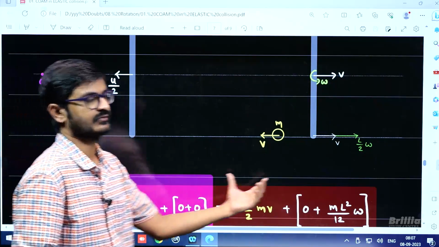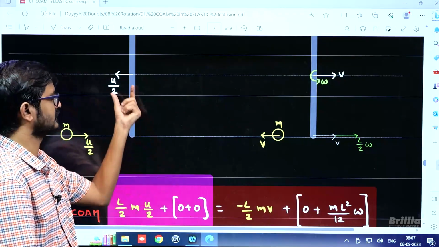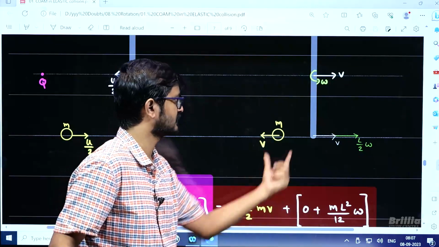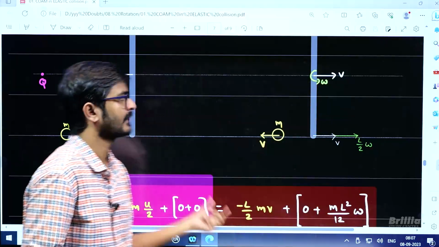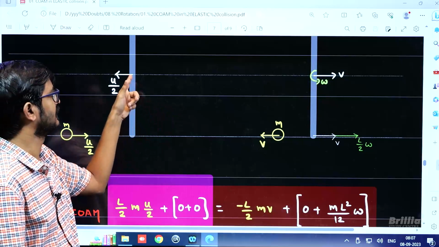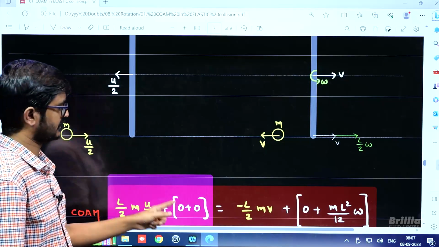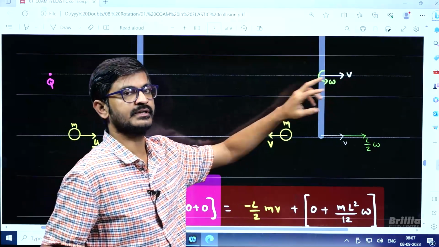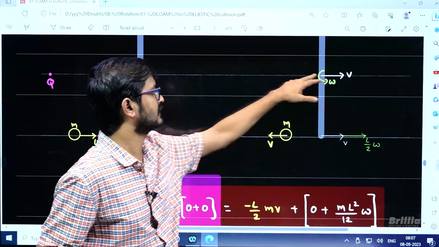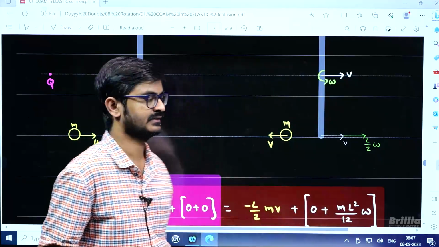Initial angular momentum equals final angular momentum. Initial angular momentum of this guy plus initial angular momentum of this guy equals final angular momentum of this guy plus final angular momentum of this guy. Initial angular momentum of this guy will have 2 components, of center of mass, about center of mass. About center of mass there is no rotation, of center of mass it is passing through that point, so it is 0. This guy will have 2 components, of center of mass and about center of mass. Of center of mass is 0 because it is passing through that point, about center of mass we calculated.